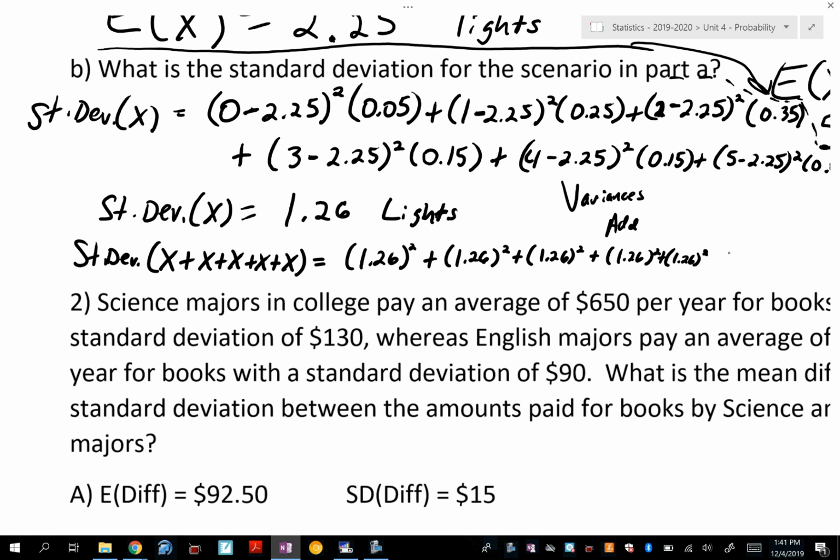Okay, so let's find out what that number is. What's 1.26 squared? That is 1.5876, and then yes, there's 5 of them, so you could multiply that by 5. What is it? 7.938? Okay, now is that the answer? No, that's squared units, because we just squared everything. So you have to take the square root of that.